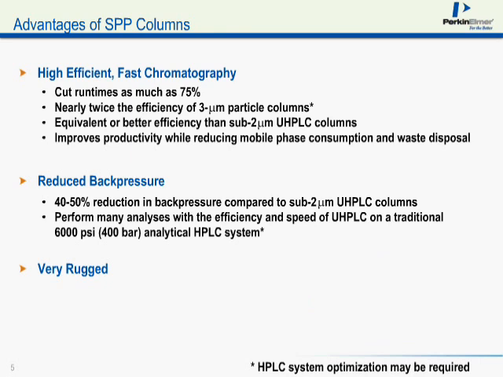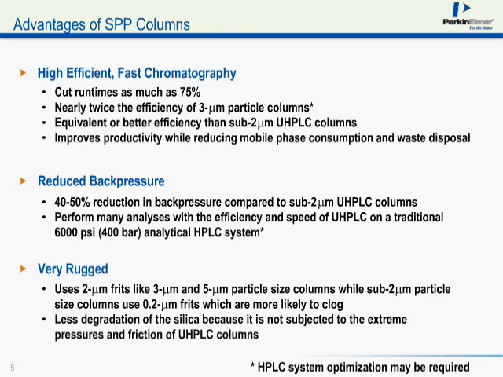The advantage of this is that oftentimes you can perform your analysis with a SPP column on a traditional HPLC system, which goes to 6,000 psi or 400 bar, as opposed to having to buy a UHPLC system that has a high pressure pump in order to utilize the UHPLC columns. And finally, these are very rugged.